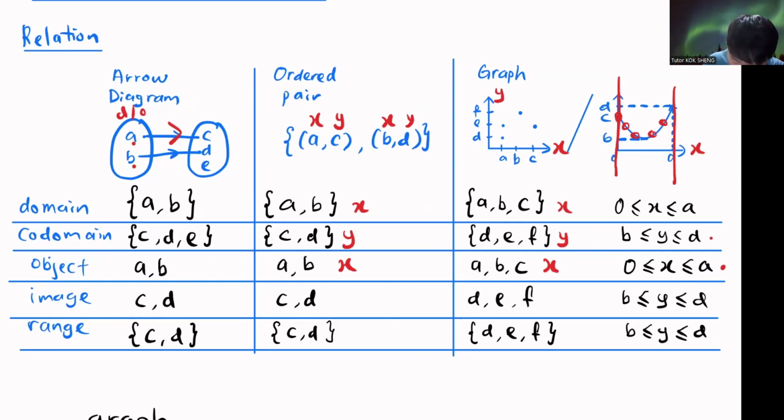Next, the last two. The image will be similar to the codomain right here. But do you see what I did here? You see the codomain for this example and the image for this example. Do you see that I didn't write the E here? Because for the E, there's no line joined to it. No line joined to it. So E is actually a non-image.